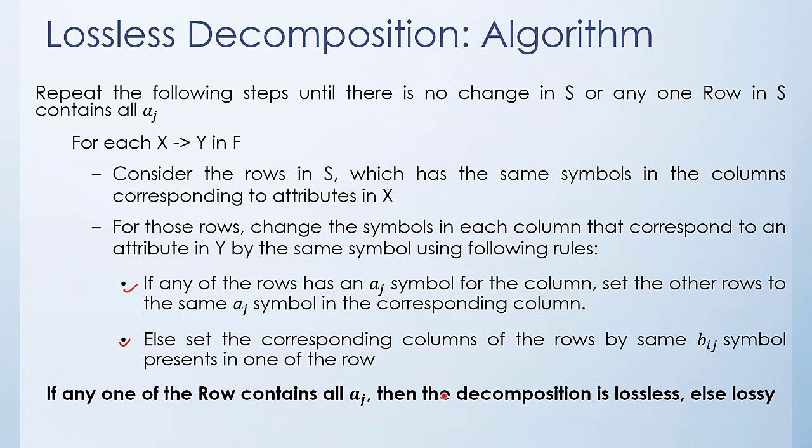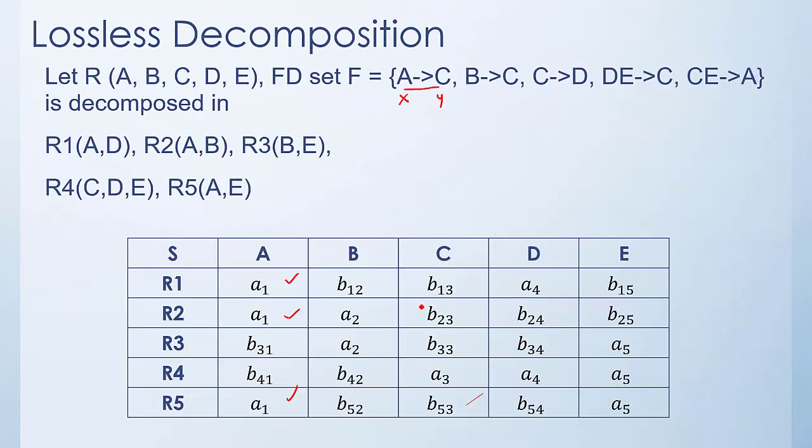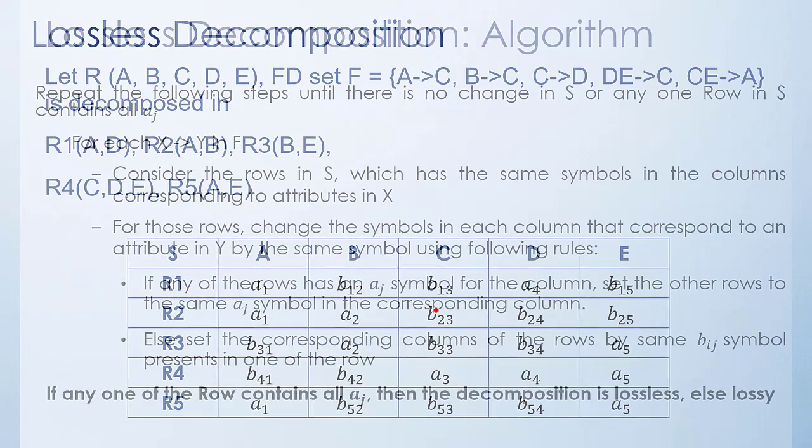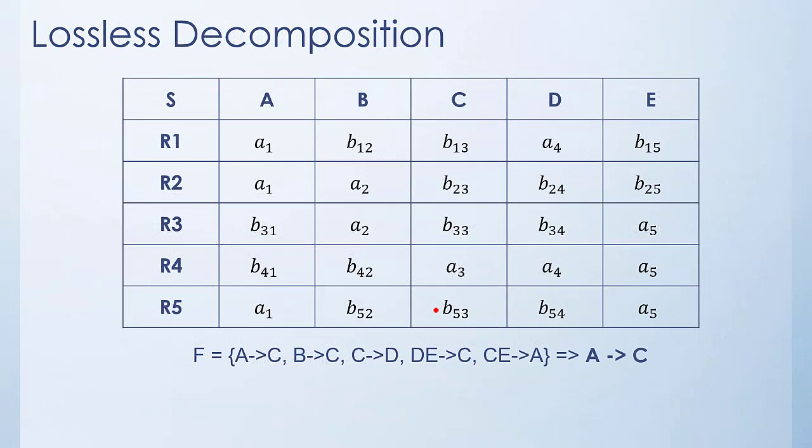Else, set the corresponding columns of the rows to the same Bij symbol present in one row. So as you can see, there is no A3 present for these three rows, so we are going to change the Bij values to the same Bij value. This is the matrix we started with, and the functional dependency set is given by F, and we are considering A determines C.